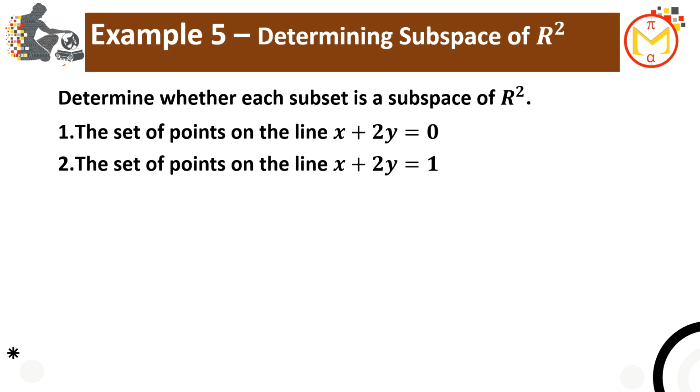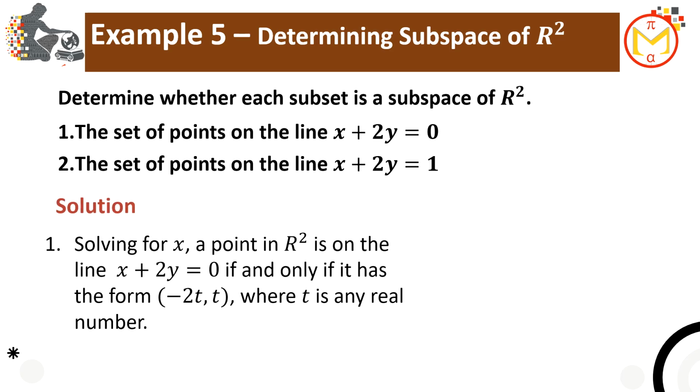We have here the problem: determine whether each subset is a subspace of R squared. Number 1, the set of points on the line x plus 2y equals 0, and number 2, the set of points on the line x plus 2y equals 1. All right, let's have the solution, starting with number 1, wherein we have x plus 2y equal to 0.